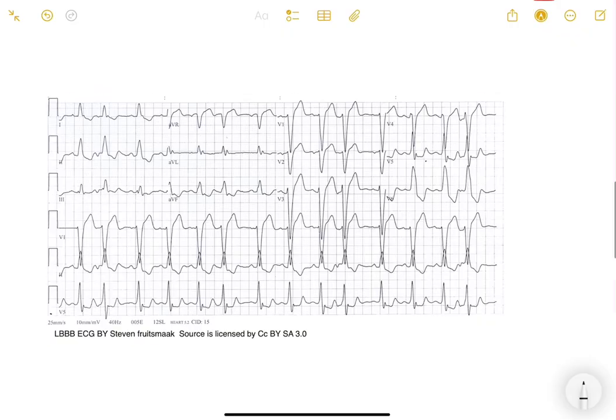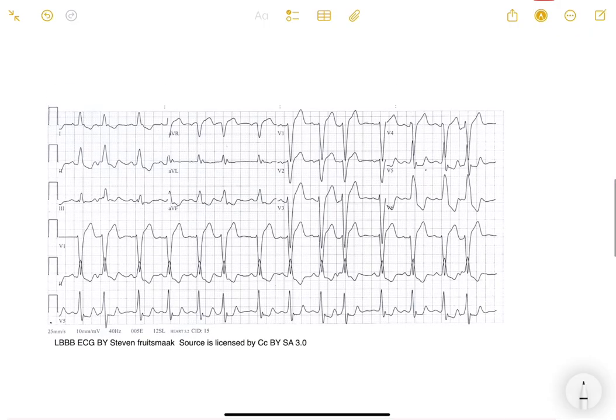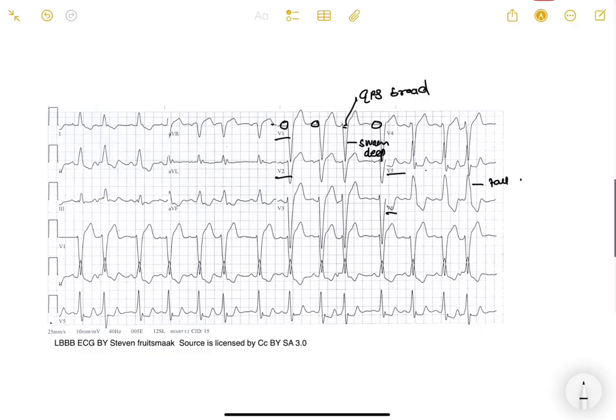Now I hope we have covered all of this. This is the ECG of LBBB pattern. You can see there are absent Q waves. So now look at this QRS complex. This is a broad QRS complex. What about the deep S wave? This S wave is deep in V1 and V2. And what will we get in V6 and V5? A tall R wave. As I told you, this tall R wave sometimes is notched.